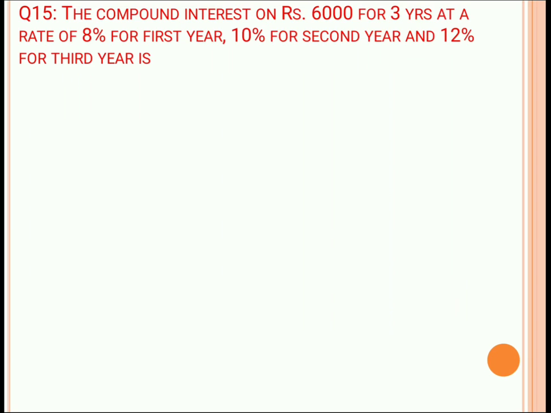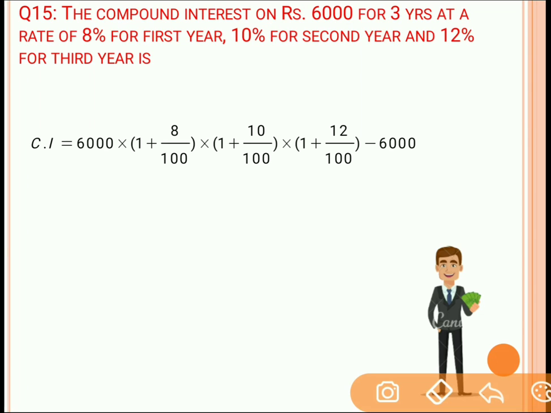Question number 15. The compound interest on rupees 6,000 for 3 years at a rate of 8% for first year, 10% for second year and 12% for third year is. Now you need to find out the compound interest on the principal of 6,000, but the rate of interest is different each year. So that can be found out from this formula, that is compound interest is equal to principal amount into increment of 8%. So that can be written as 1 plus 8 by 100 for the first year.